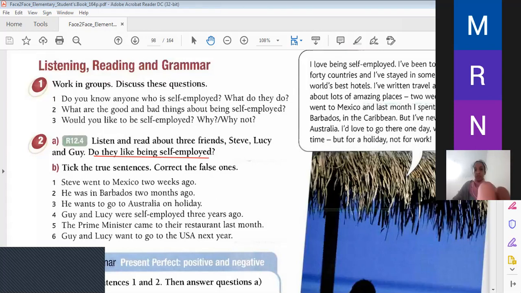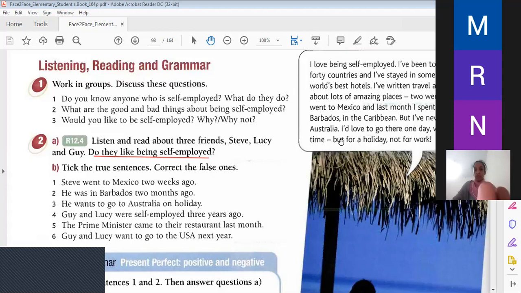Steve. I love being self-employed. I've been to about 40 countries and I've stayed in some of the world's best hotels. I've written travel articles about lots of amazing places. 2 weeks ago, I went to Mexico. And last month, I spent 5 days in Barbados in the Caribbean. But I've never been to Australia. I'd love to go there one day when I have time. But for a holiday, not for work.